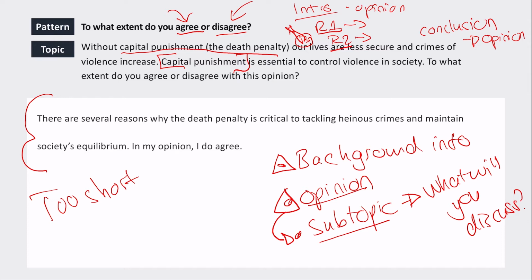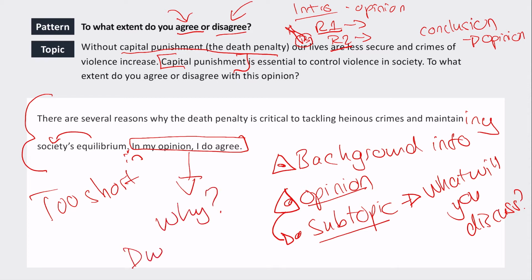So let's look at this candidate. There are several reasons why the death penalty is critical to tackling heinous crimes and maintaining society's equilibrium. I would naturally probably say equilibrium in society would be sort of how I would naturally say that. In my opinion, I do agree. So this for me is too short. I would want them to give me the reasons why.